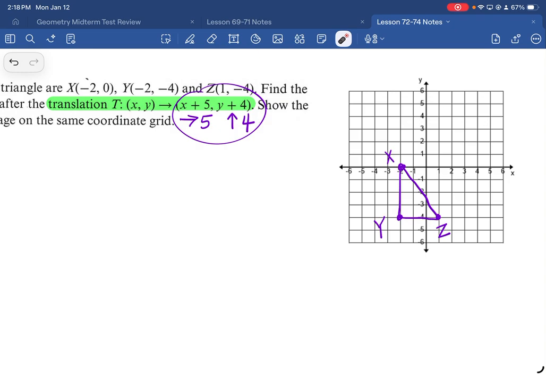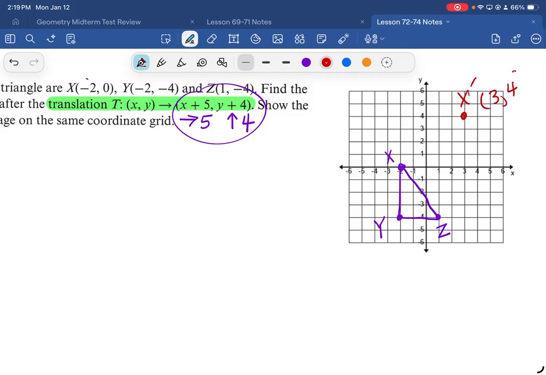So if I did that for x, then it should be 3, 4? 3, 4. Right. And I believe you're correct, because if I move 5 to the right, up 4, that is in fact it. I like to use different colors. Give me a second. And you want us to find the coordinates for these? Yes, please, to make a good habit out of it. So then it should be this then? 3, 4. Yeah, you got that right.